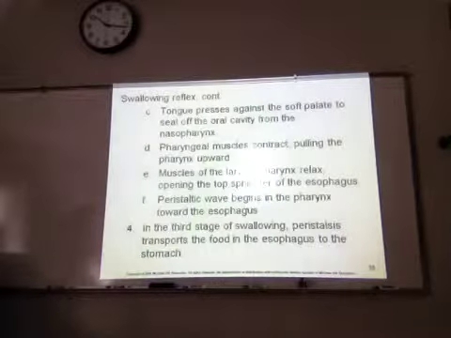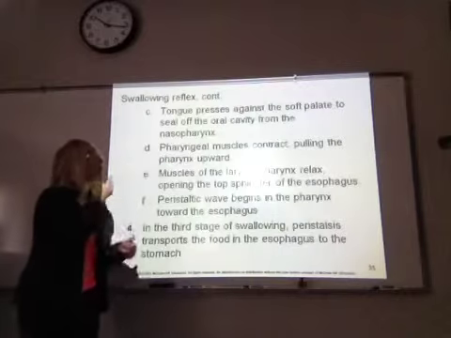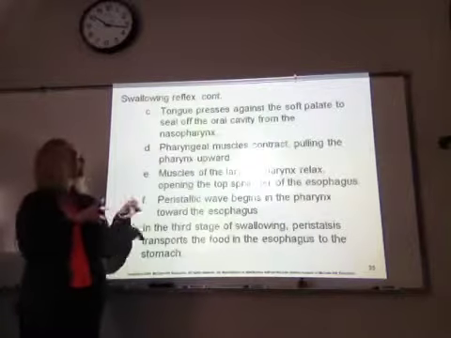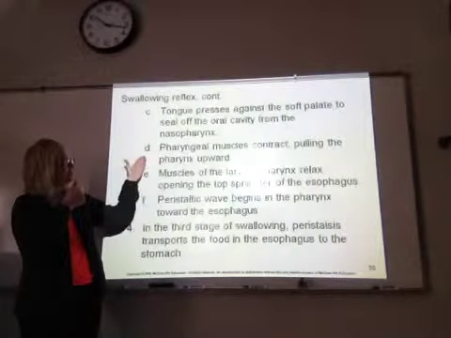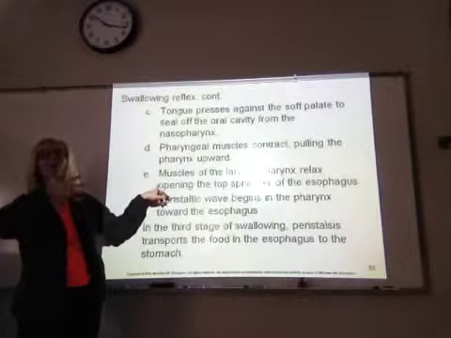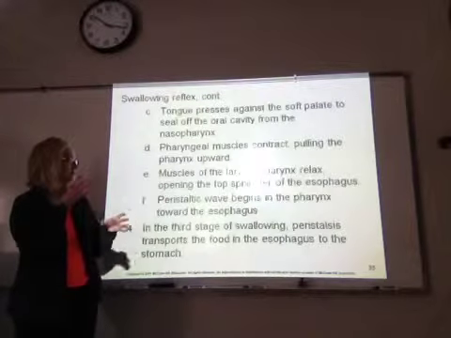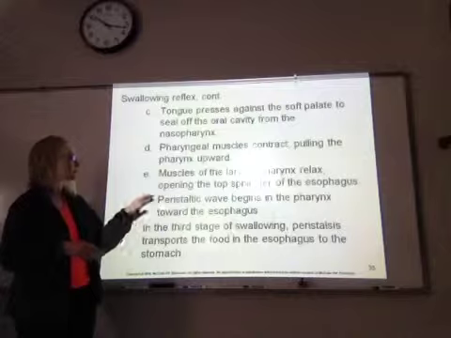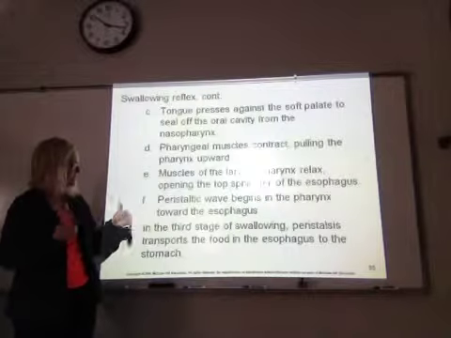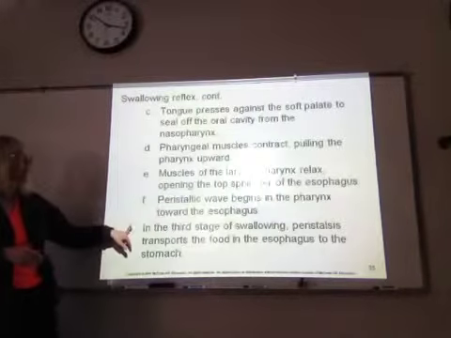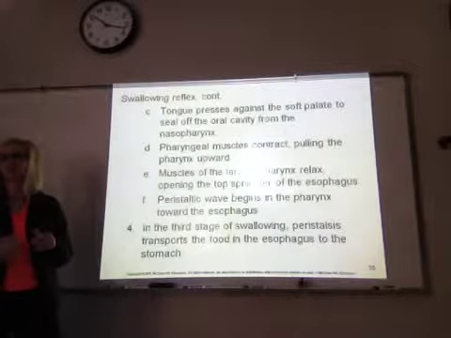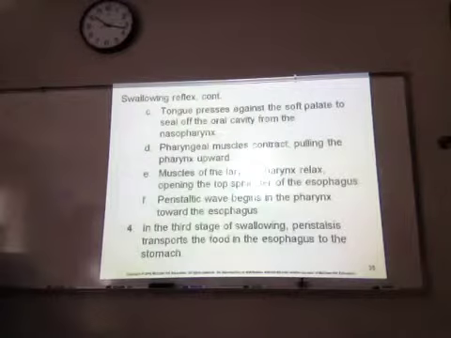The tongue presses against the soft palate, seals off the front of the oral cavity. Pharyngeal muscles then start to contract. It's going to pull the pharynx itself upward. The laryngopharynx is going to relax, and that's going to open up the esophagus. And then this peristalsis is going to occur. So a peristaltic wave begins in the pharynx, goes into your esophagus, and is going to push down. The third stage then is when peristalsis takes it through the entire esophagus down into your stomach.